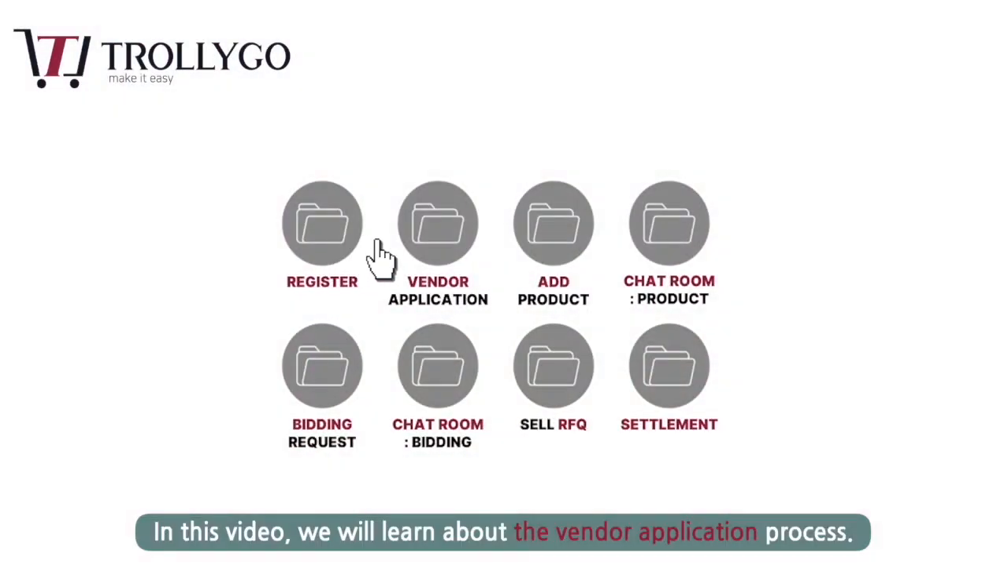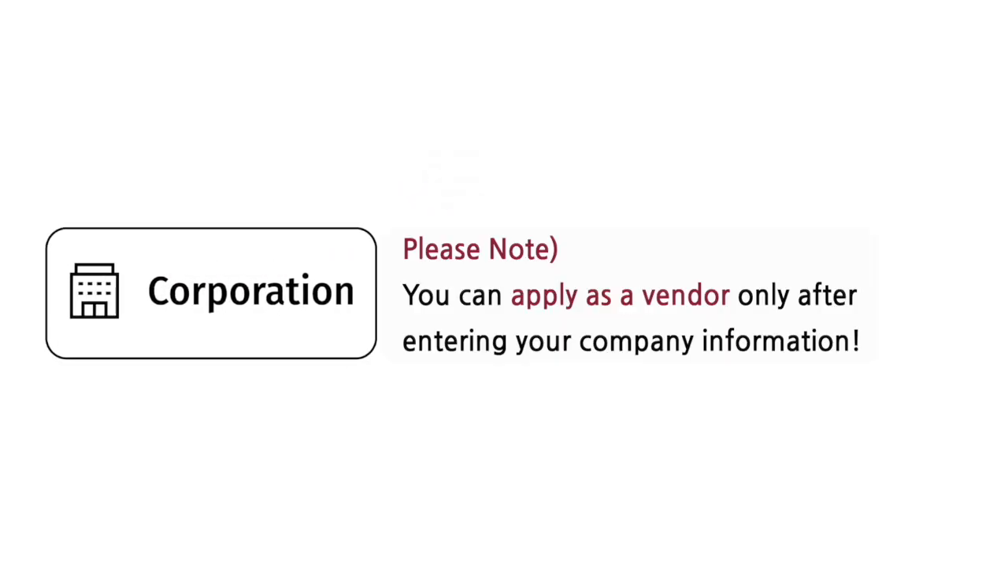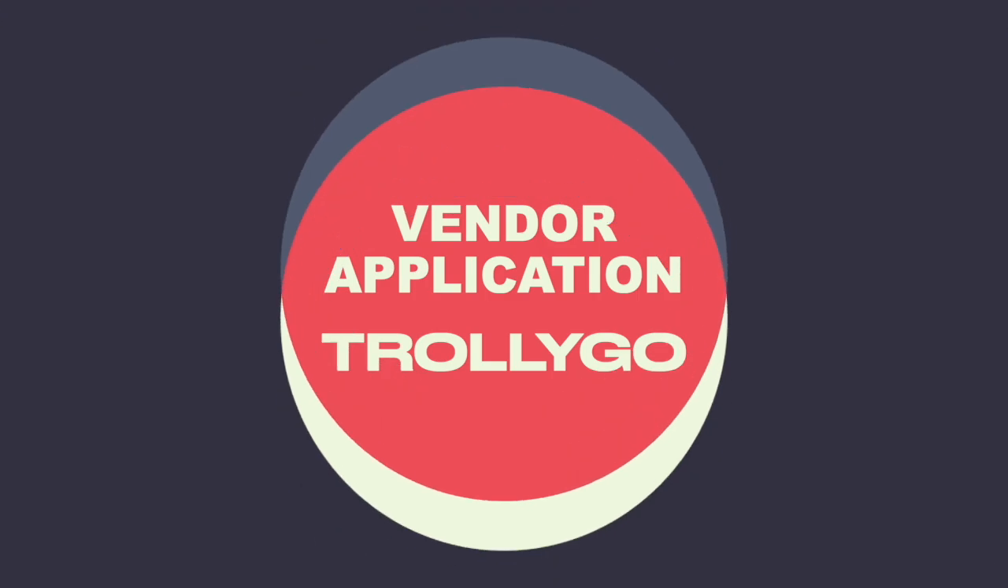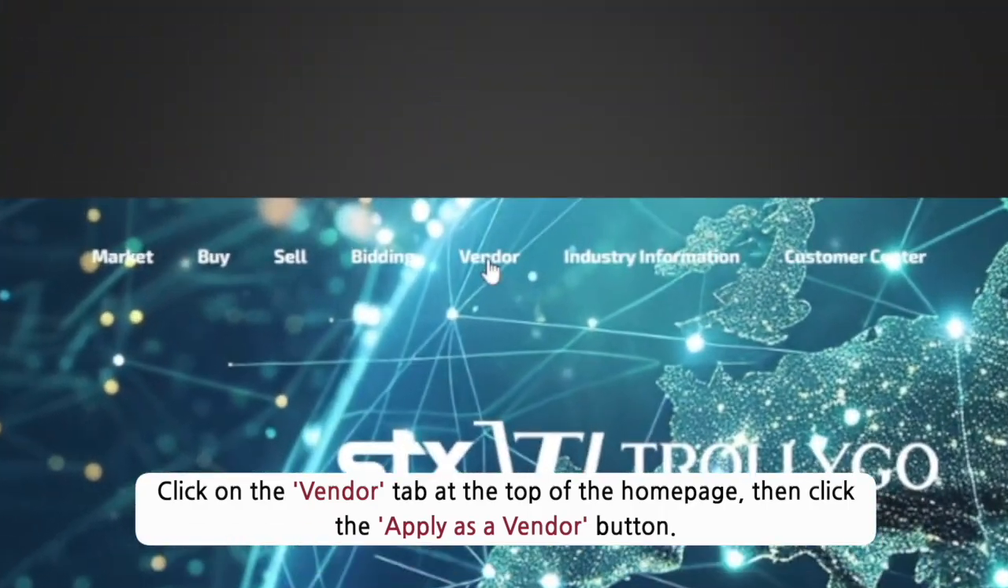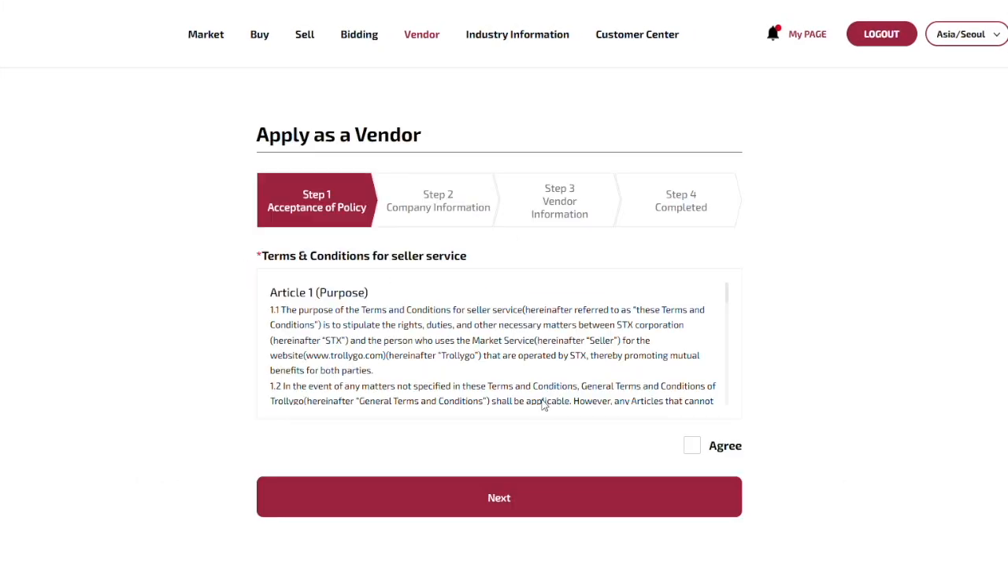In this video, we will learn about the vendor application process. You can apply as a vendor only after entering your company information. Click on the Vendor tab at the top of the home page, then click the Apply as a Vendor button.